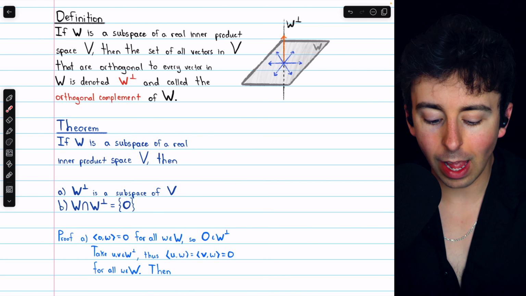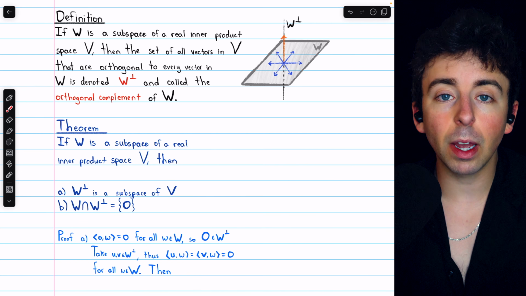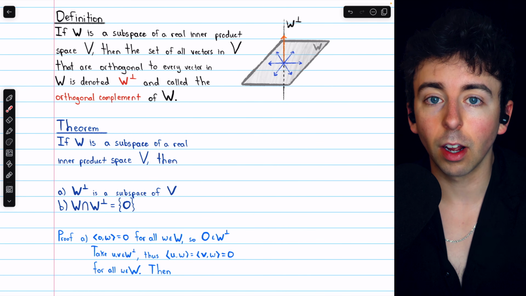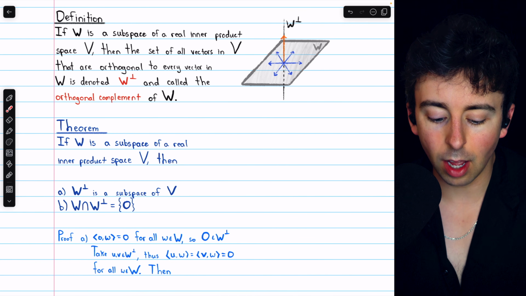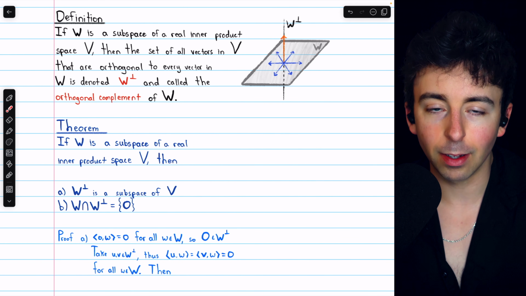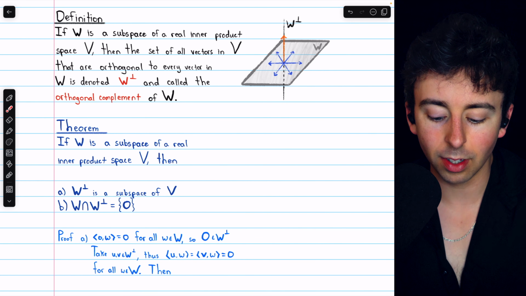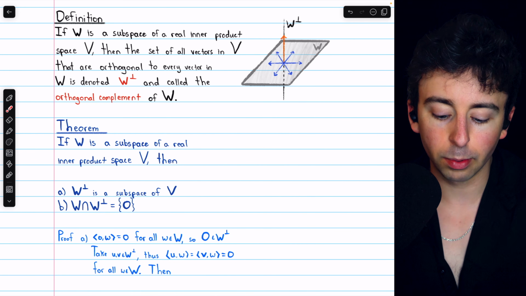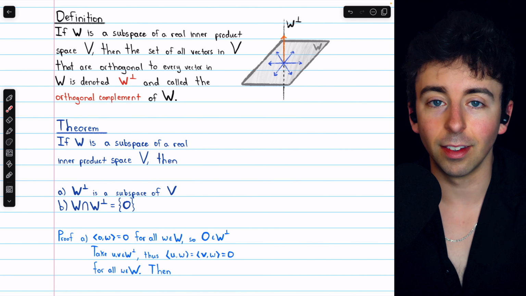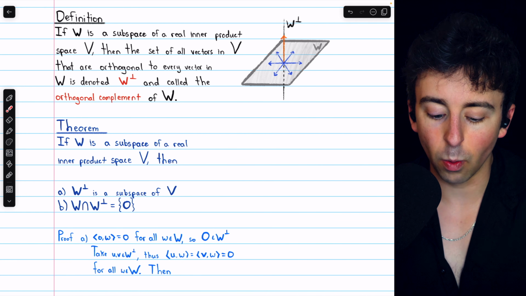To begin our proof for part A, showing that the orthogonal complement of W is a subspace of V, we'll begin by showing that the zero vector is in the orthogonal complement of W. To do this, notice that the inner product of 0 with w must be 0 for all vectors w in that subspace W. This is because the inner product of any vector with the zero vector is equal to 0. So, by definition, 0 is an element of the orthogonal complement of the subspace W, because the zero vector is orthogonal to every vector in the subspace W. So it's got to be in the orthogonal complement.